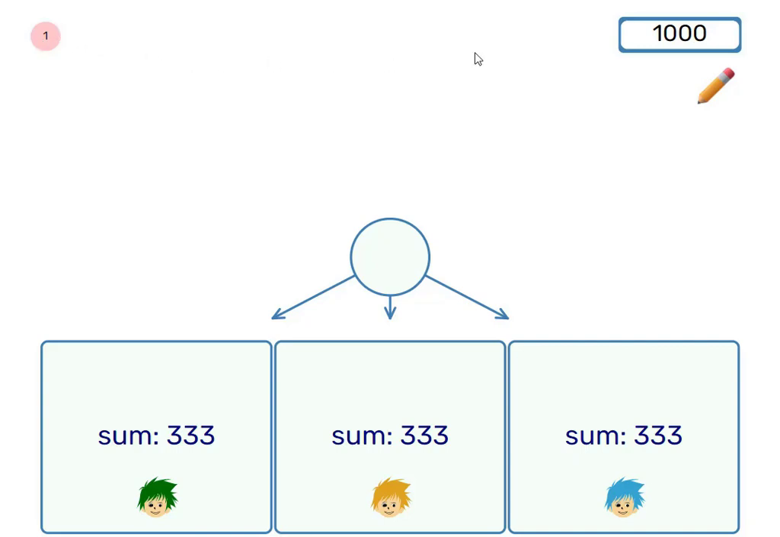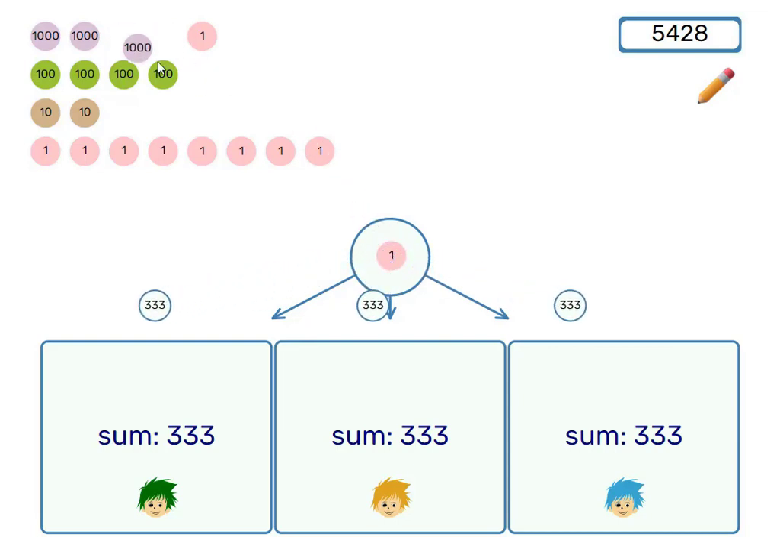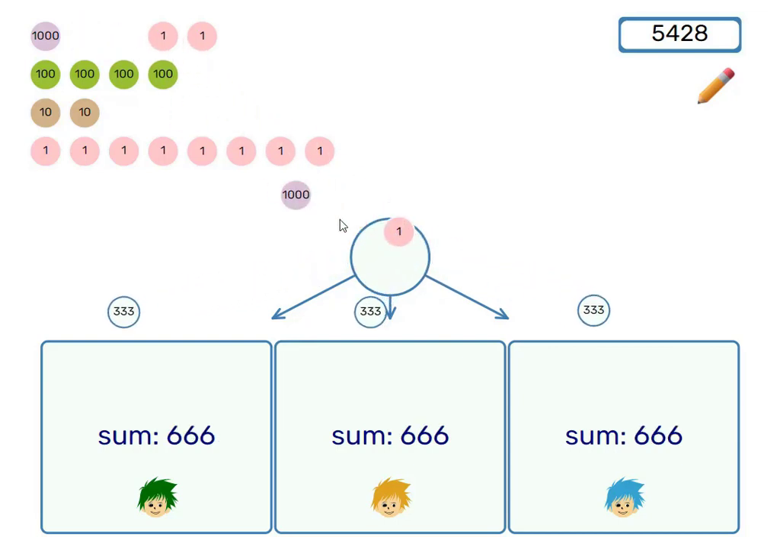Now, let's move to the main question, dividing 5,428. We have the number represented, 5,000s, 400s, 2 10s, and 8 units. Now, we'll take one of the thousands and place it in the circle. And the behavior is as expected. We can also bring thousands to the circle before the previous one comes back.